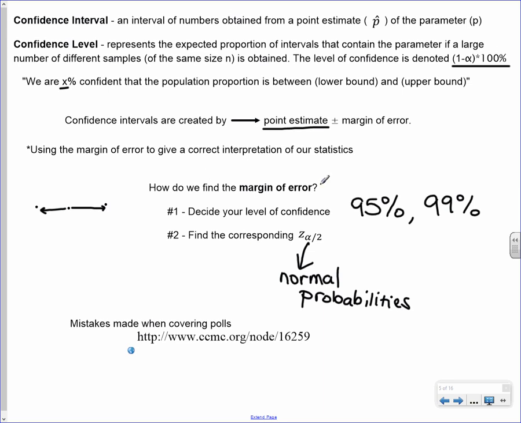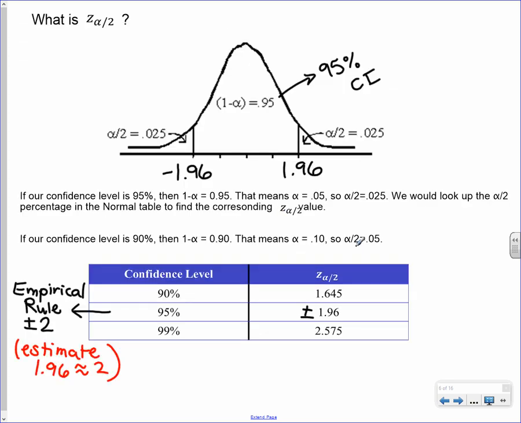Okay, so to find the margin of error, we need to decide our level of confidence. For your homework problems, that'll be given to you. They're going to tell you what level of confidence you want. Once you get the level of confidence, then you find the corresponding Z alpha half, okay? And that comes from our normal probabilities. That Z is the same Z that we're used to using when we find the Z-score, okay? That's our Z alpha half.